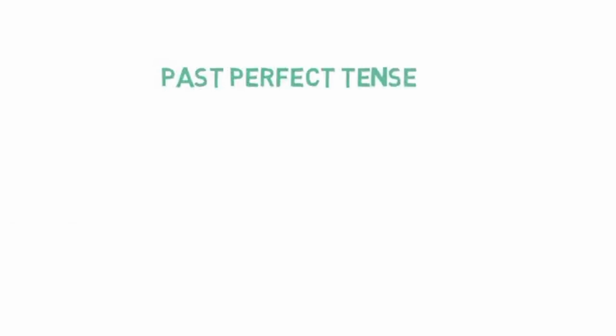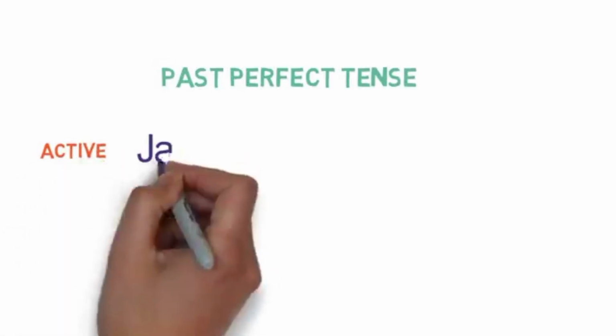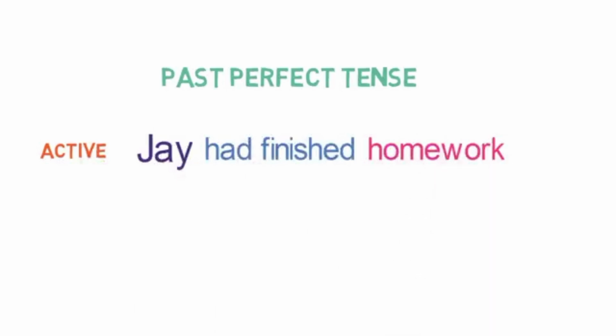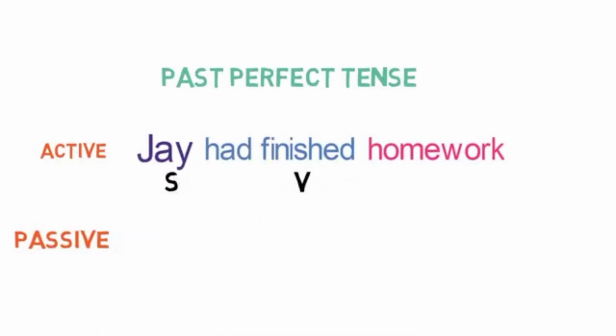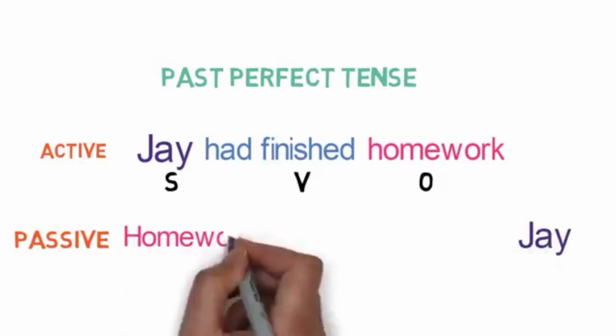Let's see an example of past perfect tense. Active sentence: Jay had finished homework. In the passive sentence, firstly the subject here is Jay, verb is finished and object is homework. Let's swap the position of subject and object. So here it will be homework, and at this position it will be Jay.